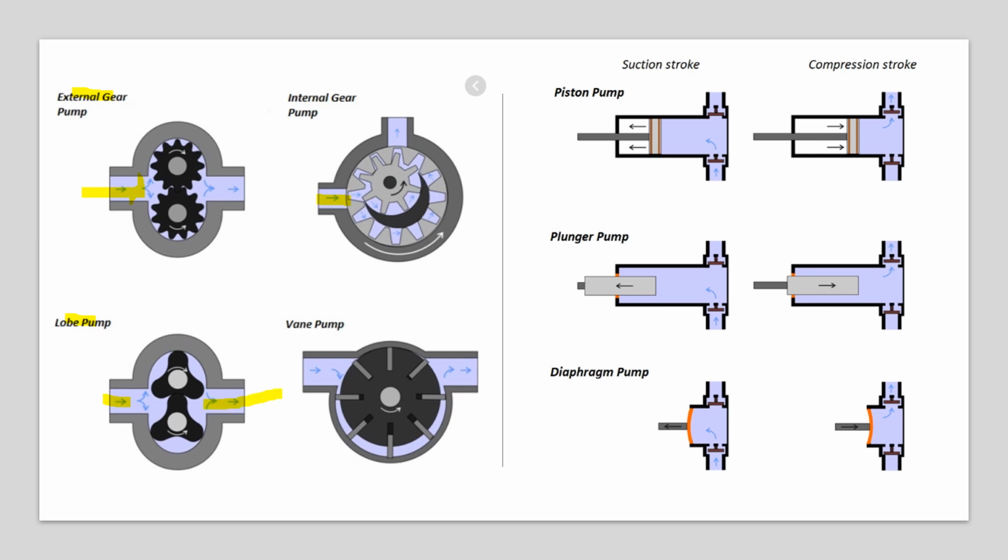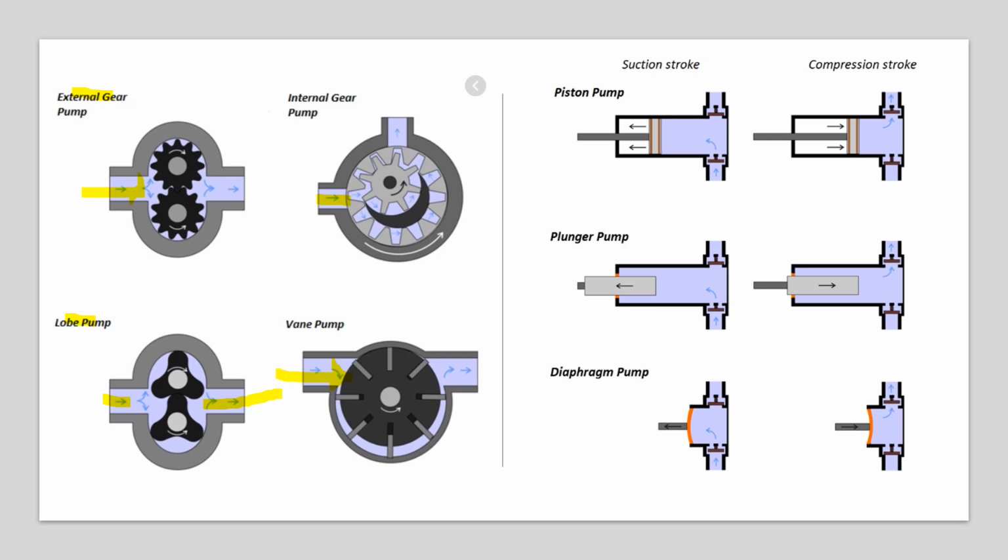This is your vane pump. In a vane pump, you would have seen vanes, if you have seen the wheel that rotates in your washing machine, it has some curves that are coming, those are called vanes. These are the types of your rotary positive displacement pumps.